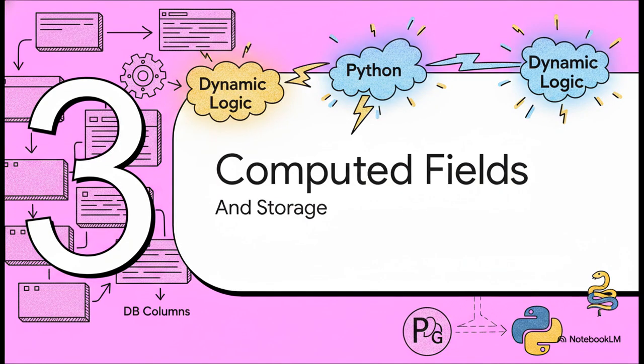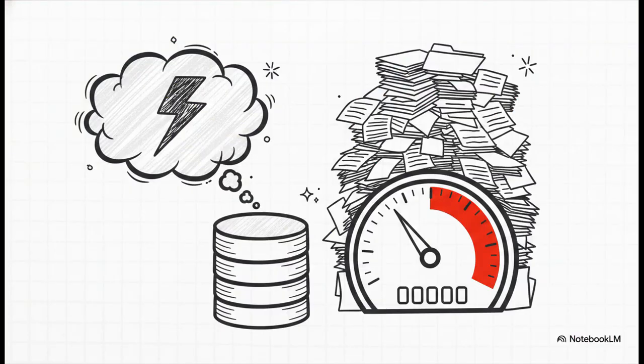Okay, on to Section 3, Computed Fields and Storage. Computed fields are honestly amazing because they generate data dynamically, and Odoo tracks their dependencies completely automatically. But here is the danger zone. By default, computed fields are not stored in the database. That means they calculate in memory every single time you load the record. Now, on a tiny dataset, you won't even notice. But on a massive, enterprise-level database, computing fields in memory on the fly will severely tank your system's performance.